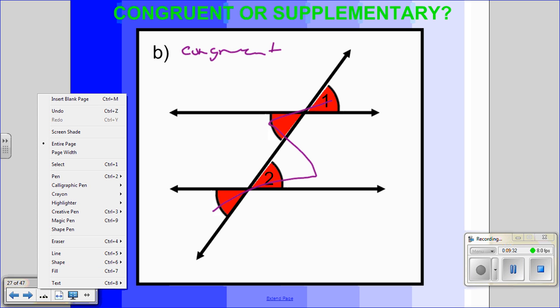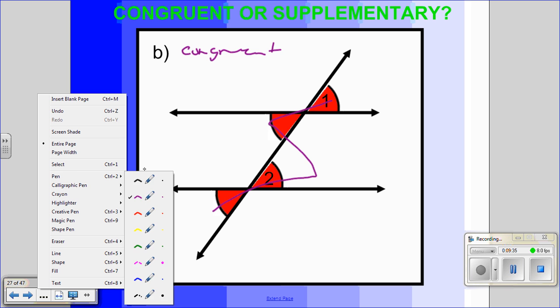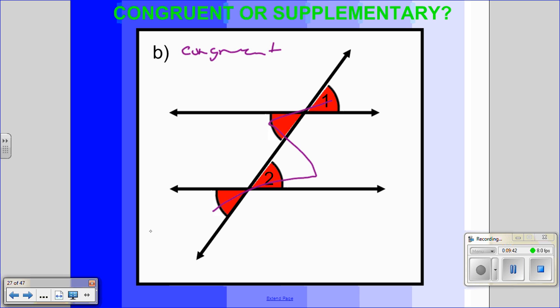So what is the angle relationship between 1 and 2 this time? One is exterior, the other one is interior. However, they're both on the right and above the line. So that means they are corresponding. So now you know that corresponding angles are congruent.